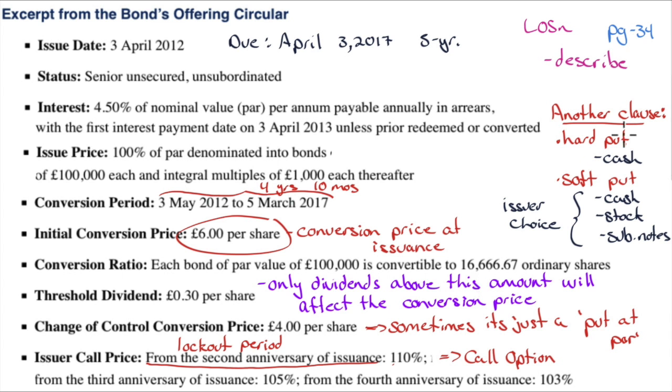Another clause that you might find in a convertible bond offering is a put clause, a hard put or a soft put. A hard put allows the holder to put the bond back to the company for cash. With a soft put, the company gets to decide whether they're going to pay you back in cash, stock, or subordinated notes. That's the issuer's choice. You might find that in a bond offering for the benefit of the holder.